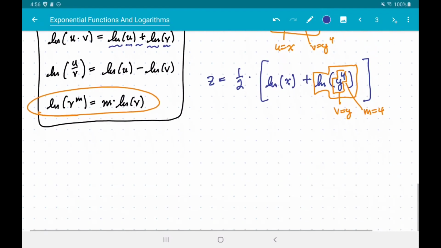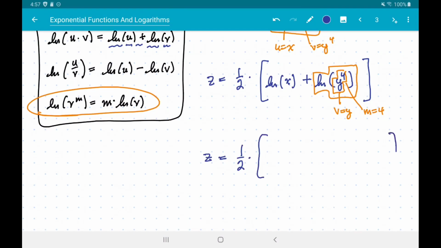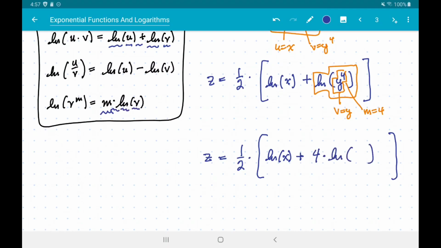Okay, now again, there's some structure here that we want to be sure not to screw up as we do this next step. So I need 1/2 times, and inside the 1/2 times I need ln of x plus. Then again, looking at this rule, I need to write m, which is 4, times ln of, and the v is y.